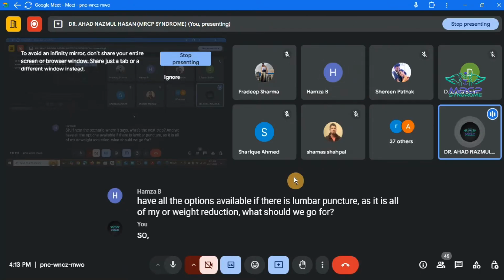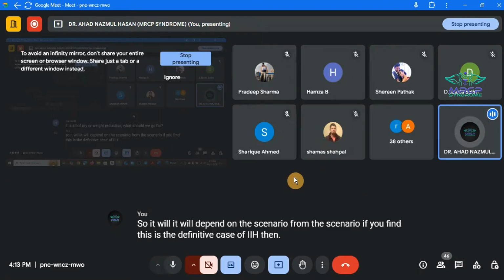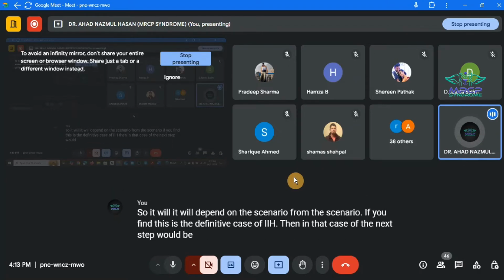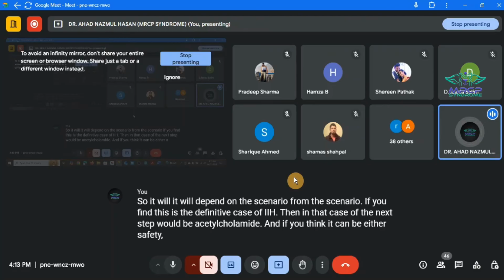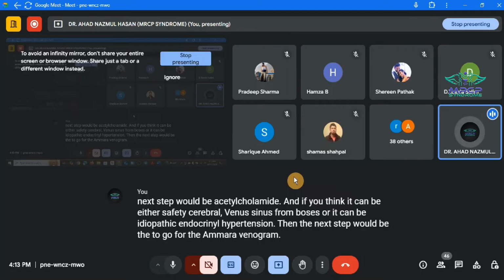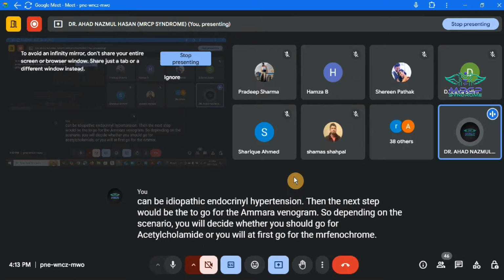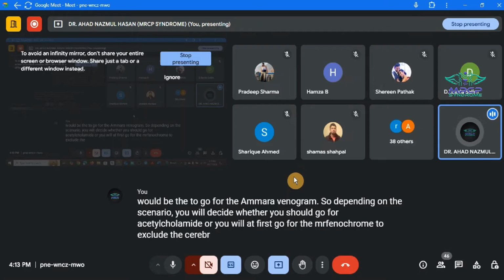So it will depend on the scenario. From the scenario, if you find this is the definitive case of IIH, then in that case the next step would be acetazolamide. And if you think it can be either CVST, cerebral venous sinus thrombosis, or idiopathic intracranial hypertension, then the next step would be to go for the MR venogram. So depending on the scenario, you will decide whether you should go for acetazolamide, or at first go for the MR venogram to exclude cerebral venous sinus thrombosis.